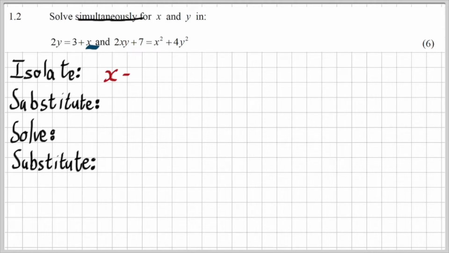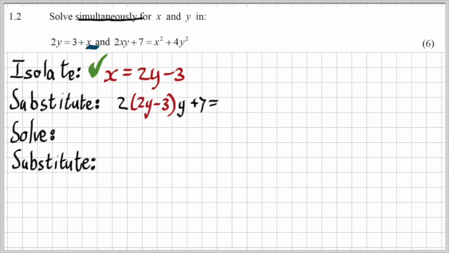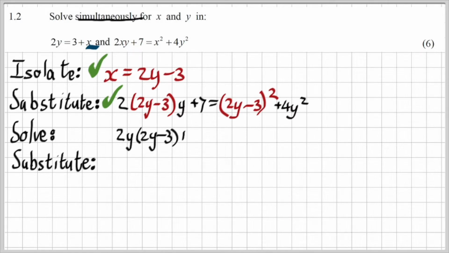So let's talk about isolate. Pick an x or a y for you to isolate. I'm going to isolate x by taking the 3 over, transposing it. So x becomes 2y minus 3. Substitute this x into the other equation. And now I am solving for y.